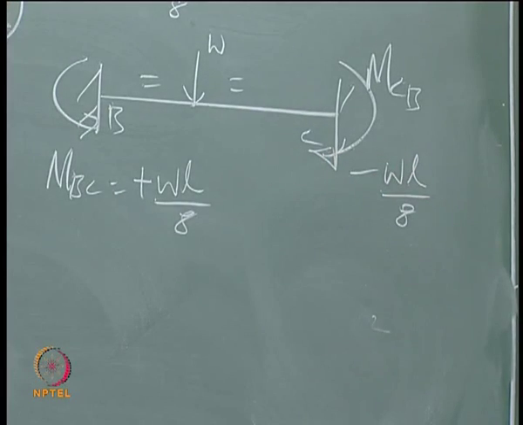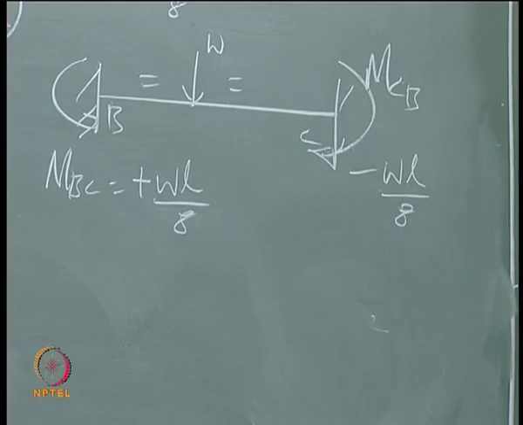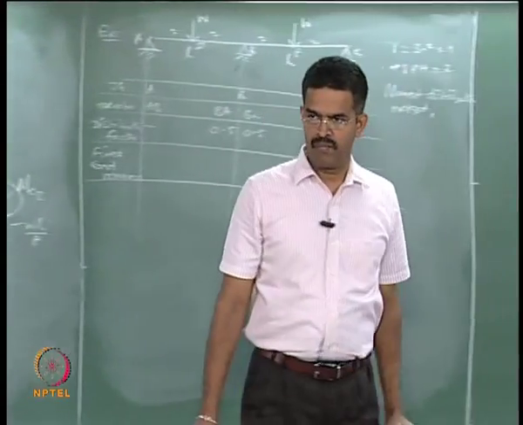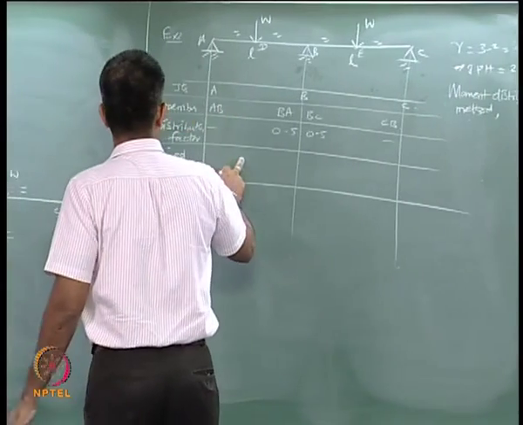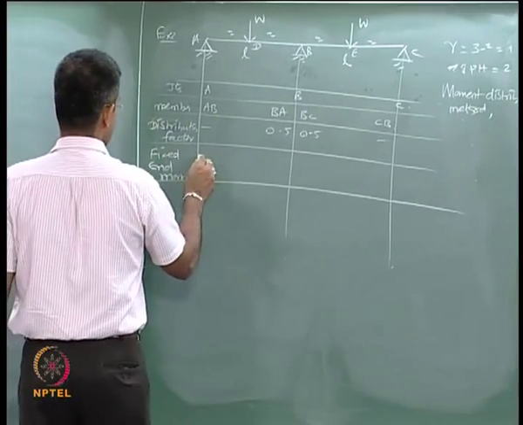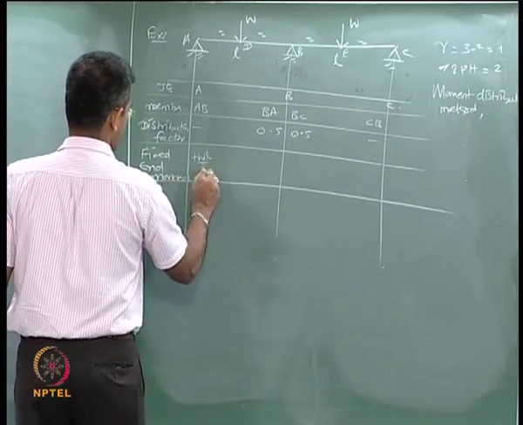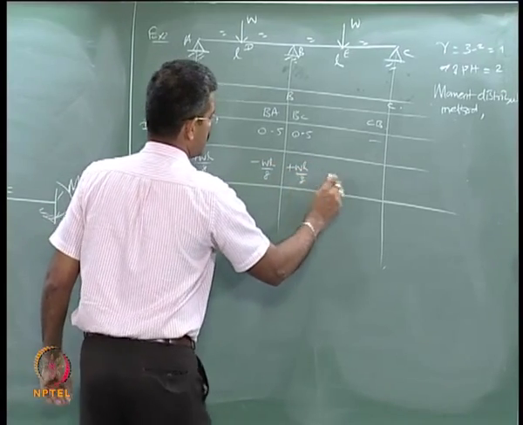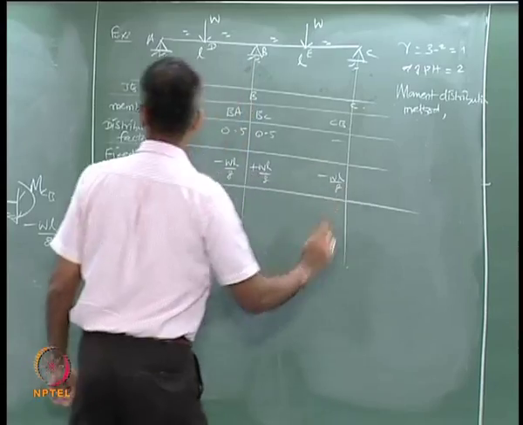Do you agree? Same, is it not? Let me write down these values here. So, MAB is WL by 8 minus WL by 8 plus WL by 8 minus WL by 8. Is that okay?